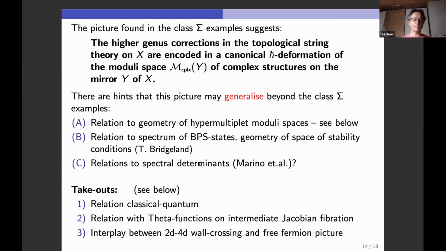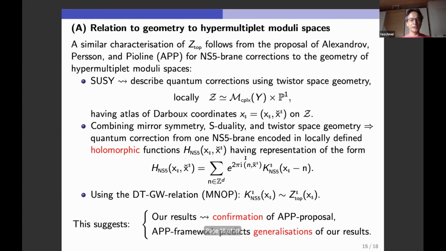And there are some hints, and this is embarrassingly the part I understand the least, that also it is related to the proposals of Marcos Mariño and collaborators, what we are doing here. But this is somewhat, annoyingly, quite unclear to me at the moment. Anyway, very quickly, let me say something on the relation to Alexandrov, Persson, and Pioline.